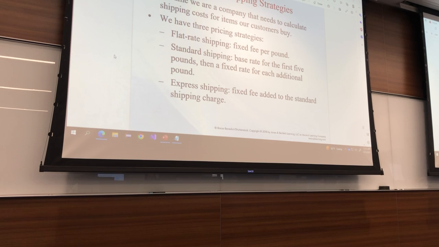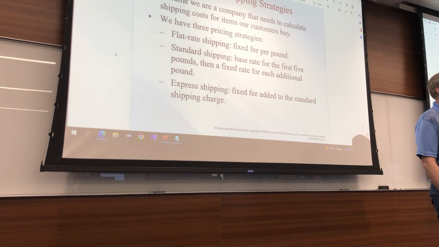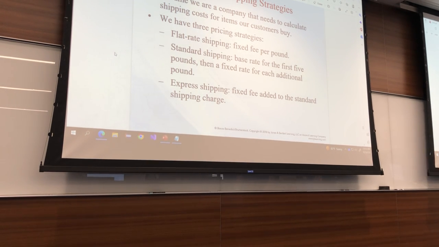So let me give you an example. This is a pretty realistic example, except there's only three shipping strategies. Assume that we're a company like Amazon. We're a company that wants to calculate shipping costs for items our customers buy. At some point Amazon had to do that, right? So we're going to assume that we have three pricing strategies. We have flat rate shipping, which is just you take the number of pounds and multiply it by some number, and that's your shipping cost.